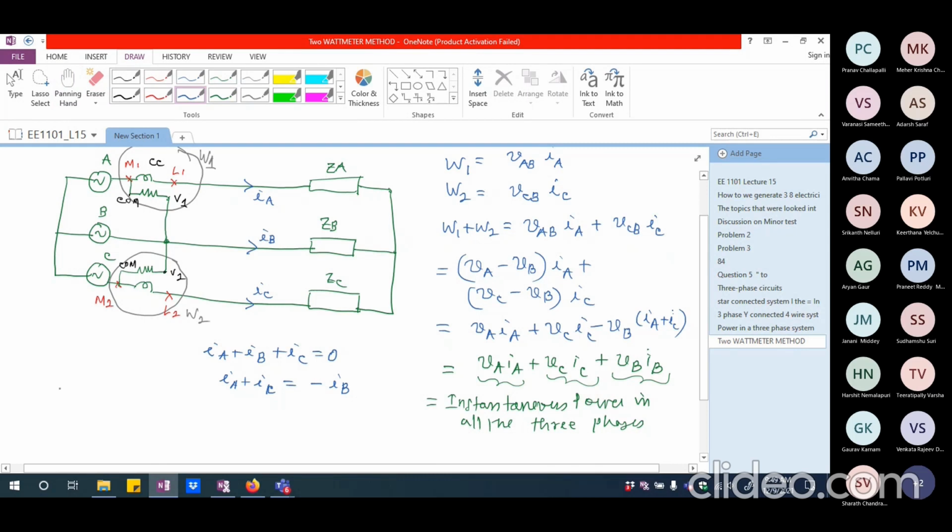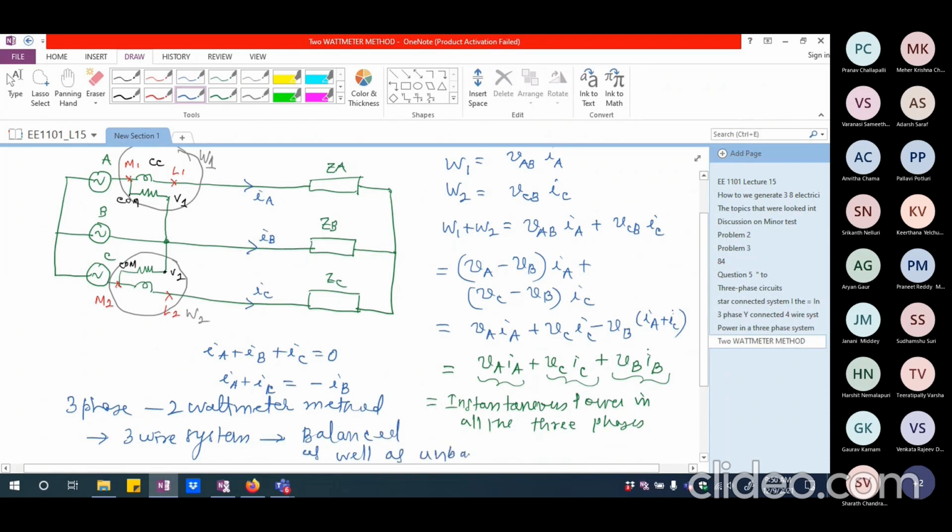So the 3-phase 2-wattmeter method generally will be valid for a 3-wire system. We are talking about only the 3-wire system. This should be valid for balanced as well as unbalanced loads. That I can say from the above expression, basically. This will be valid for both. Absolutely. We have taken star connected load and star connected supply.